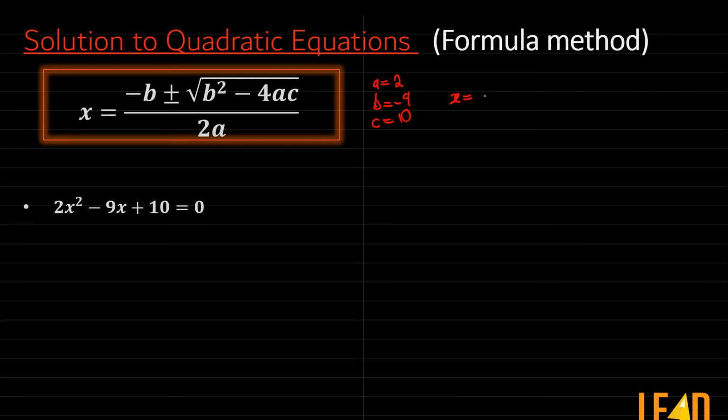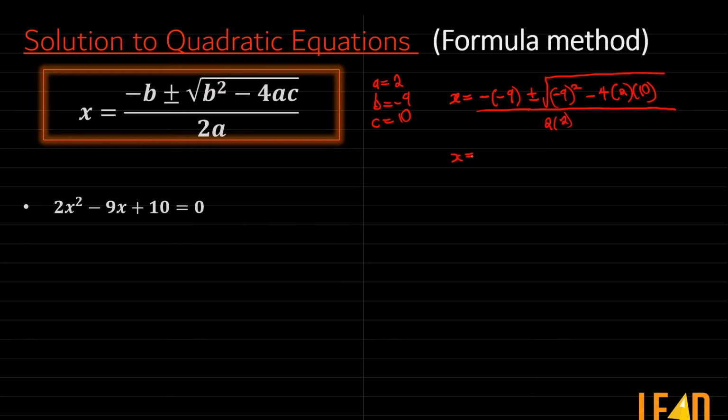x is equal to minus b, so minus -9, plus or minus the square root of b squared, which is -9 squared, minus 4 times 2 times 10, over 2 times 2. So I'll just check my work again. a is 2, b is -9, c is 10. Minus b plus or minus the square root of b squared minus 4 times a times c, that's 4 times 2 times 10, over 2a. Okay, I guess we're good.